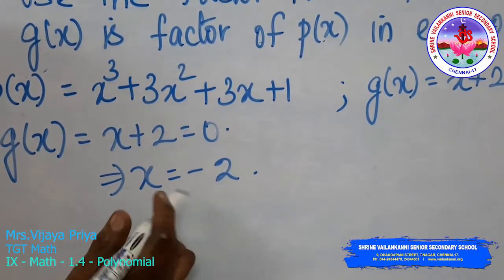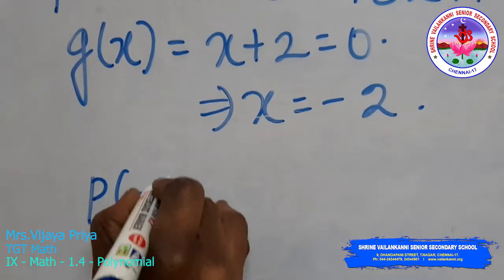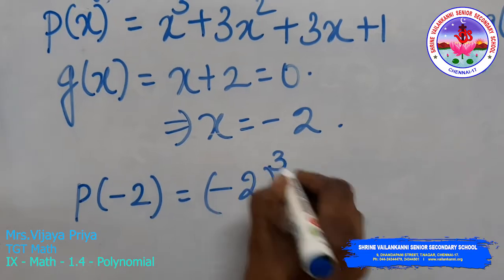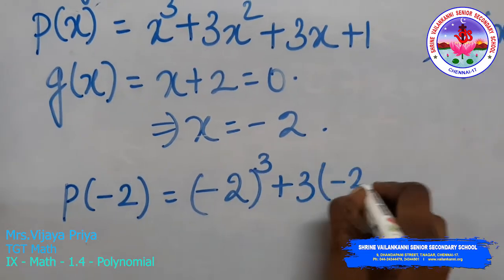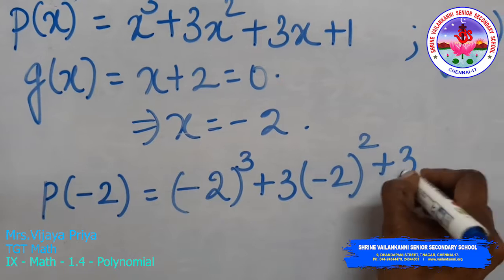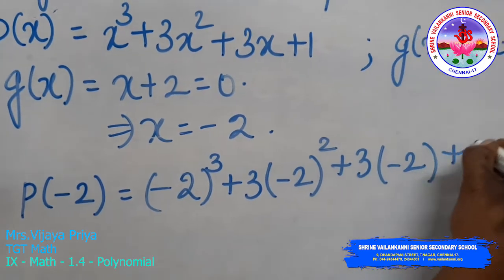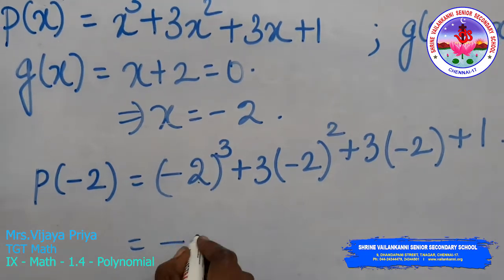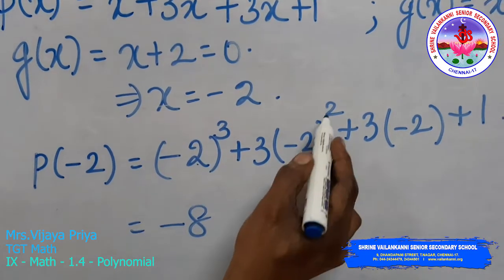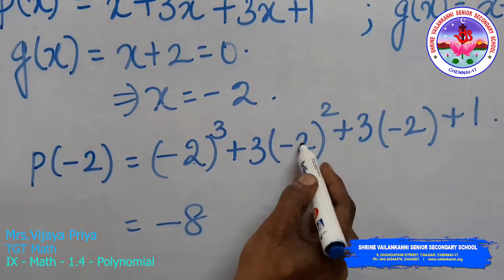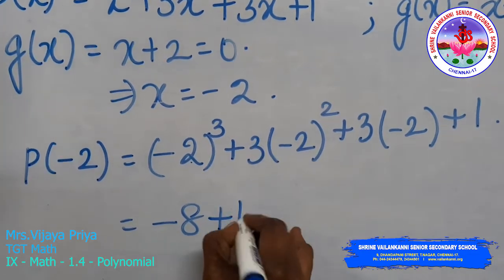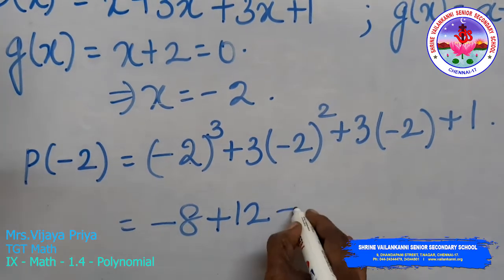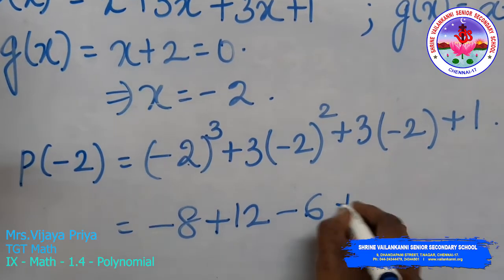Now I am going to substitute x equal to minus 2. p of minus 2 is equal to minus 2 the whole cube plus 3 into minus 2 the whole square plus 3 into minus 2 plus 1. So minus 2 the whole cube becomes minus 8. Minus 2 the whole square becomes plus 4. Plus 4 into plus 3 becomes plus 12. Minus 2 into plus 3 becomes minus 6, plus 1.